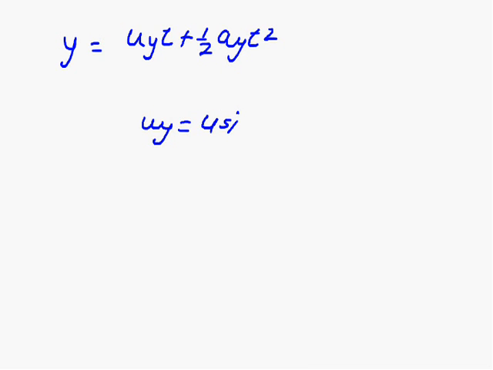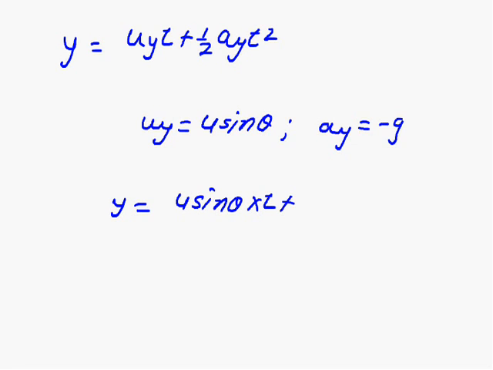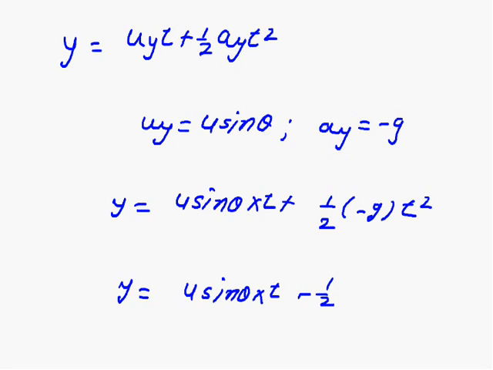Along the y direction, from the second equation of motion, y equals uyt plus half ayt square. Here uy equals u sin theta and ay equals minus g. So this equation becomes y equals u sin theta into t plus half minus g into t square. That means y equals u sin theta into t minus half gt square. Equation second.